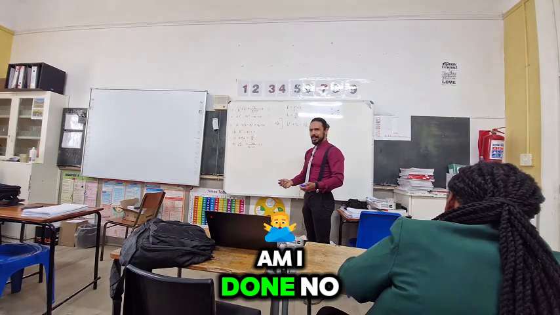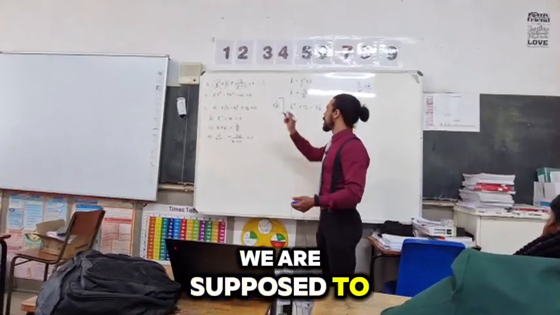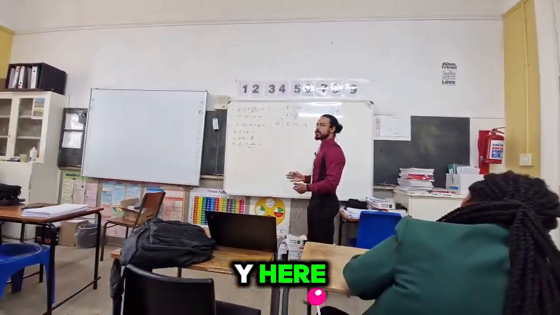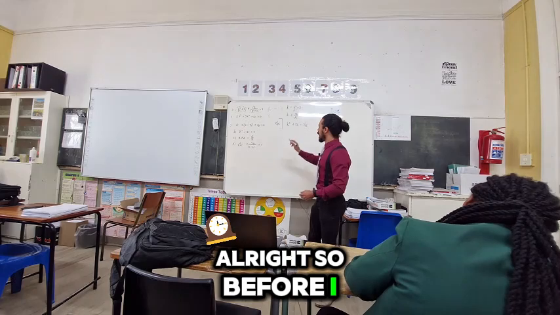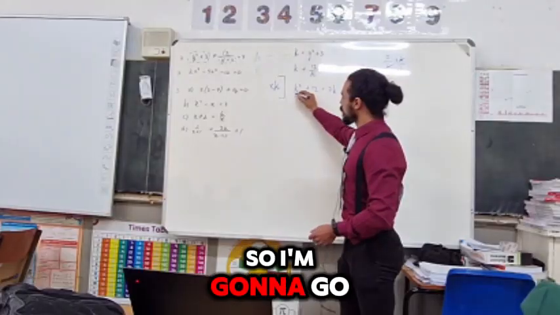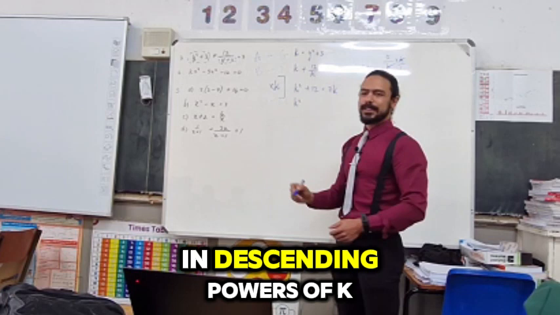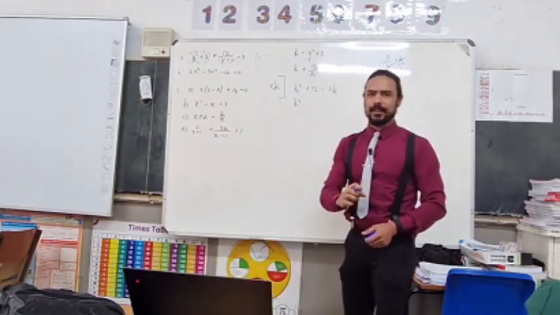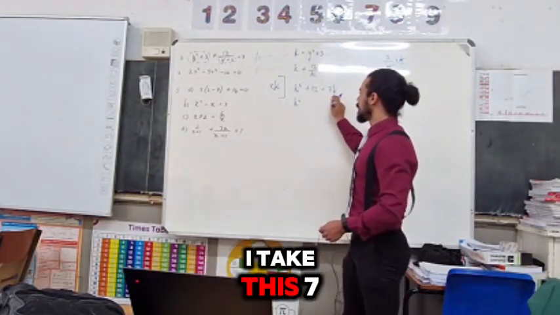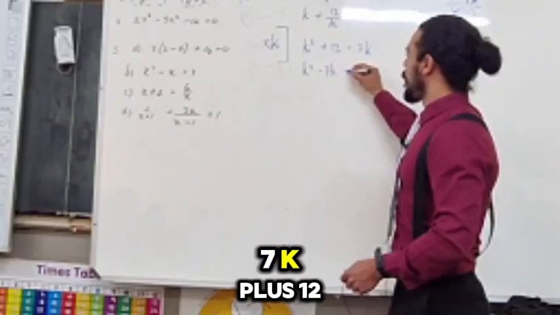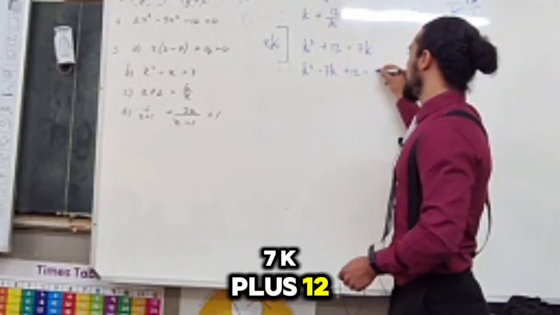Am I done? No. We are supposed to solve for y, and there are no y's here. So I first need to solve K. I'm going to write it in descending powers of K. So that's going to be K squared. I take this 7K over, it becomes minus 7K plus 12 is equal to 0.